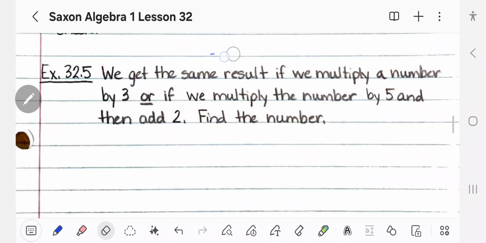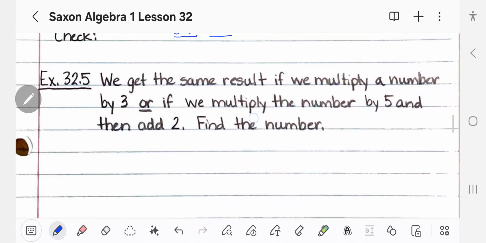Last example for this lesson. We get the same result. So we know two things are equal to each other. We get the same result, and here's one situation: if we multiply a number by 3, or here's our second situation: if we multiply the number by 5 and then add 2.